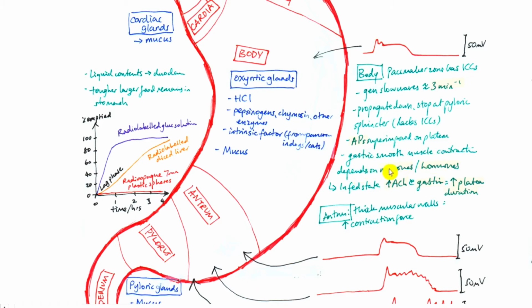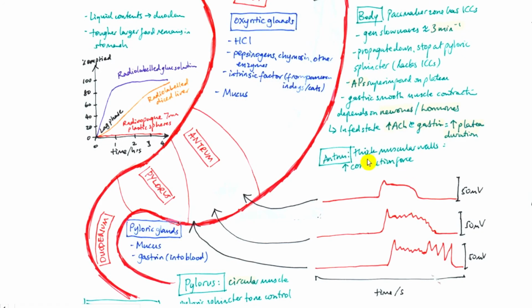Gastric smooth muscle contraction depends on neurons and hormones, and in the fed state, increased acetylcholine and gastrin causes increased plateau duration. So we have a plateau here of the slow wave, and if we're fed, then more acetylcholine and more gastrin will be produced, which increases the plateau. Now in the antrum, there's much thicker muscular walls which increase contraction force, so you can see that there's a lot more action potentials and a much longer plateau here.